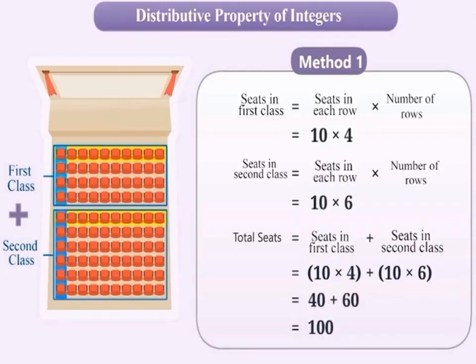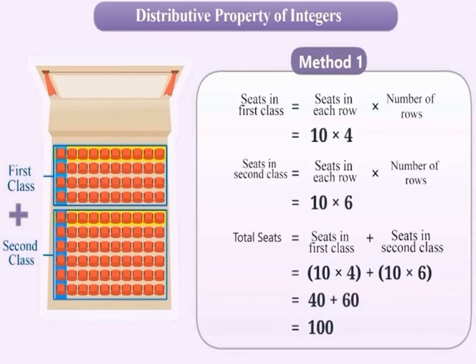Seats in each row into number of rows. Seats in each row is 10, multiplied by the number of rows. How many rows are there in first class? 4. Then we will write seats in first class equal to 10 into 4.